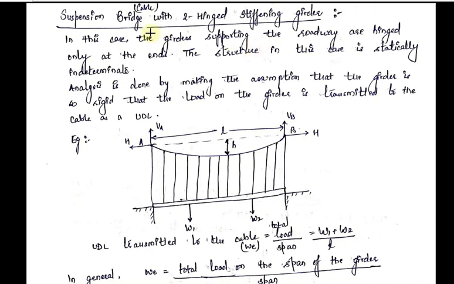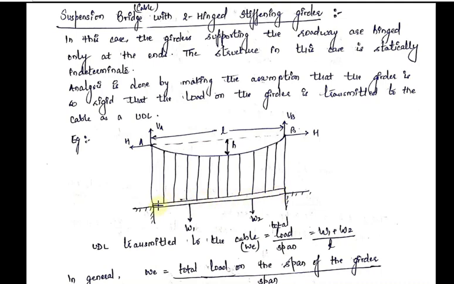Good morning everyone. In this lecture we are going to start the new topic, suspension bridge with two-hinged stiffening girder. In the first lecture of this unit we studied stiffening girder, in which I told you that whenever the stiffness of the deck of the bridge is not sufficient, we provide a truss-like structure beneath the deck of the bridge in order to increase its stiffness.